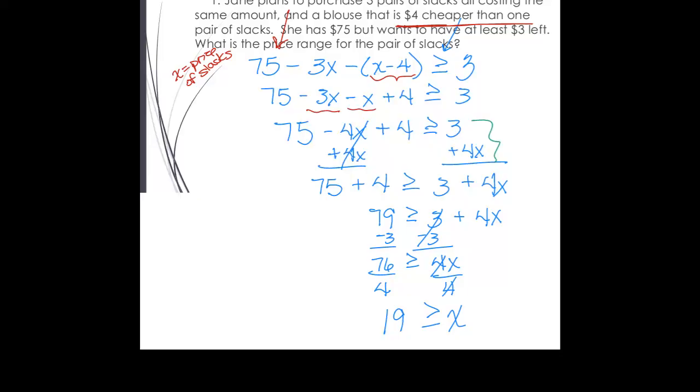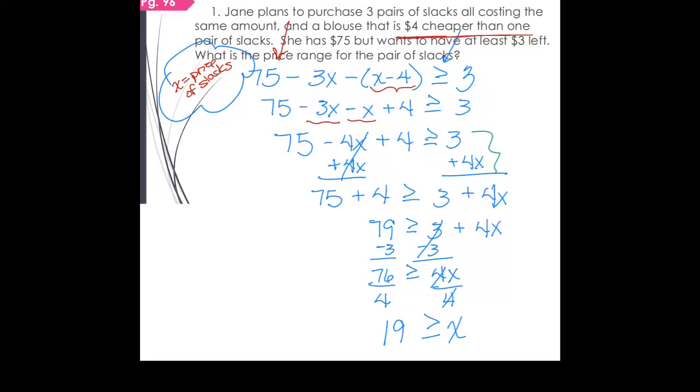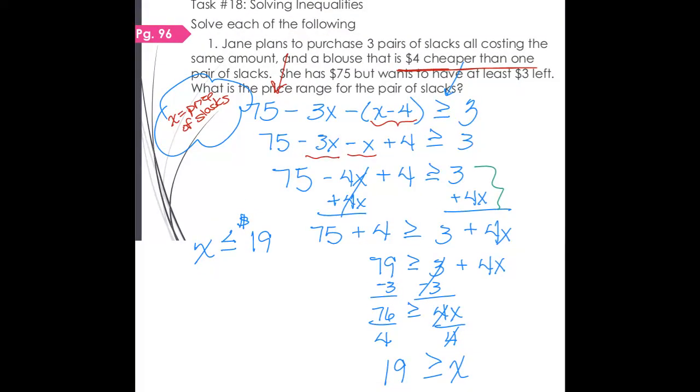19 somethings. And what are we talking about? What was our x amount? The price of the slacks. So x here should be, and I can switch this around, less than or equal to $19. So the price range for the pair of slacks could be anywhere from 1 cent up to $19.